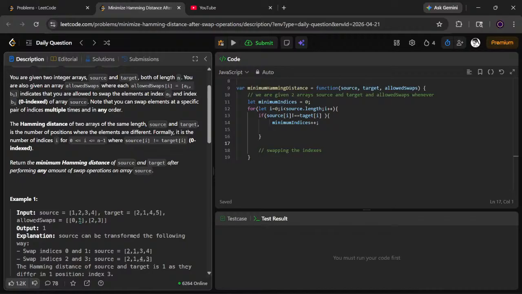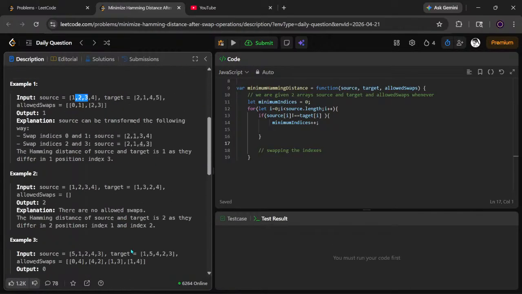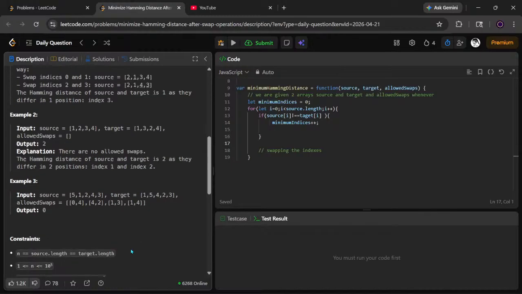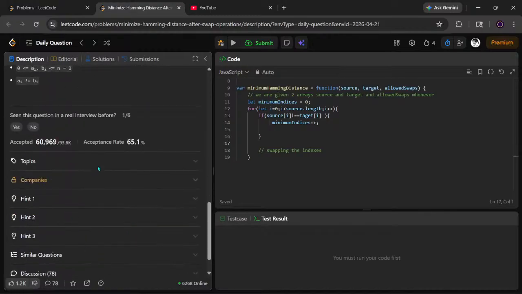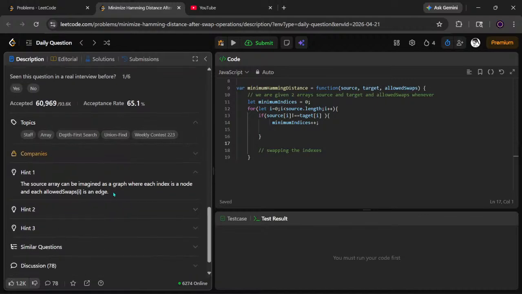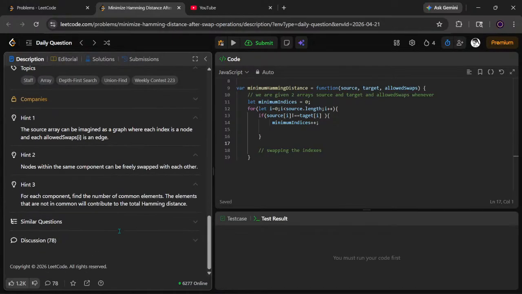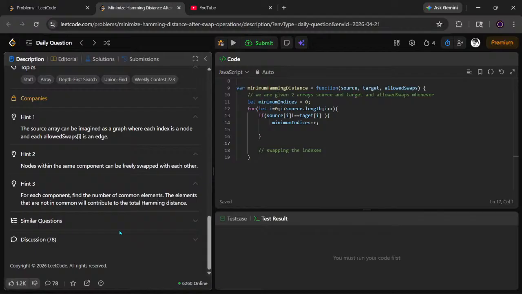Should we go with two pointers since it is already sorted? Not sorted. The sorting helps us. Oh, this is DFS, bro. This is a hard one. The source array can be imagined as a graph and each node... Sorry, I can't understand. Do we need to know something different for this? An array question.